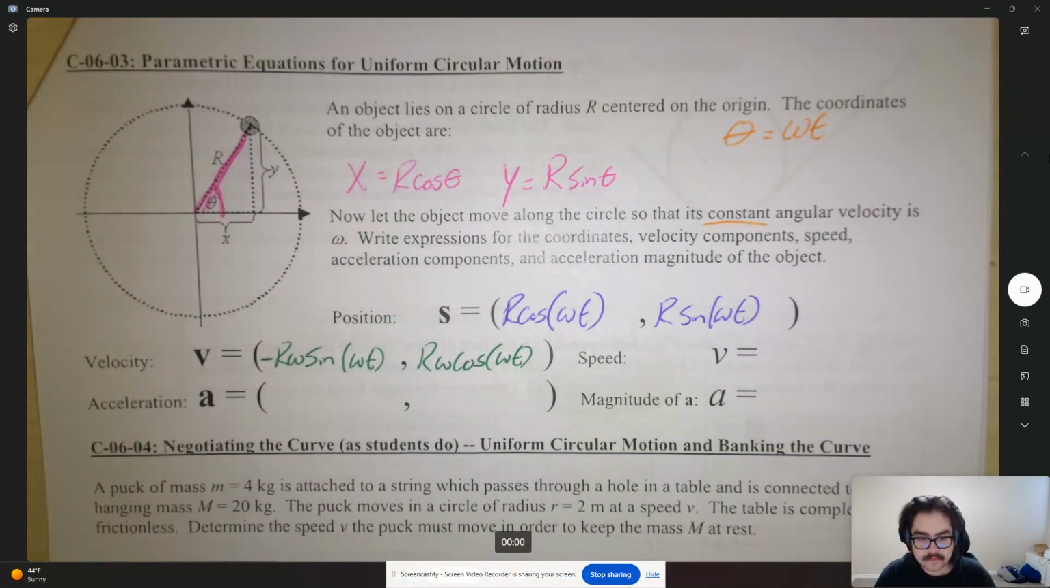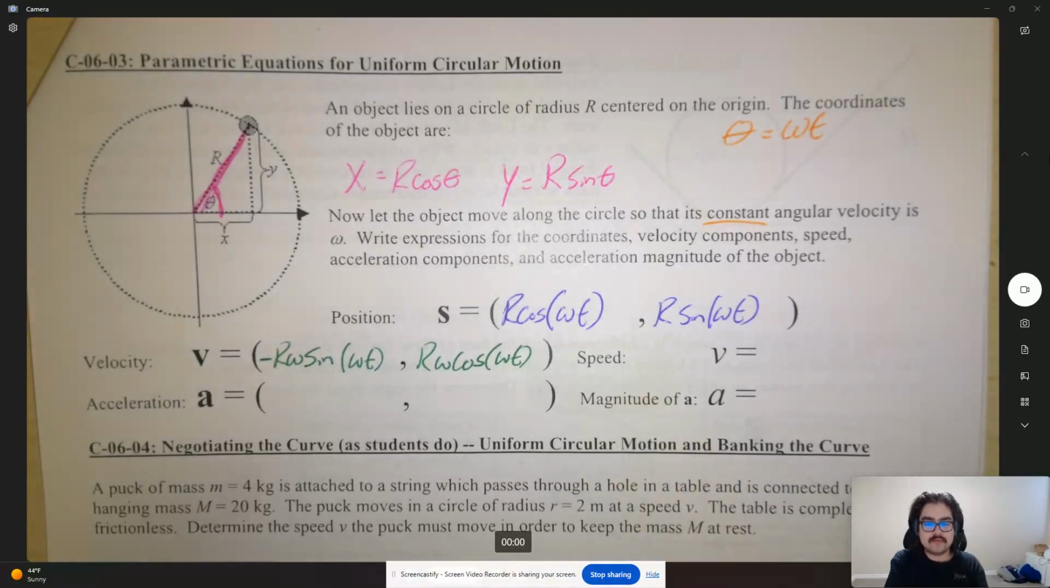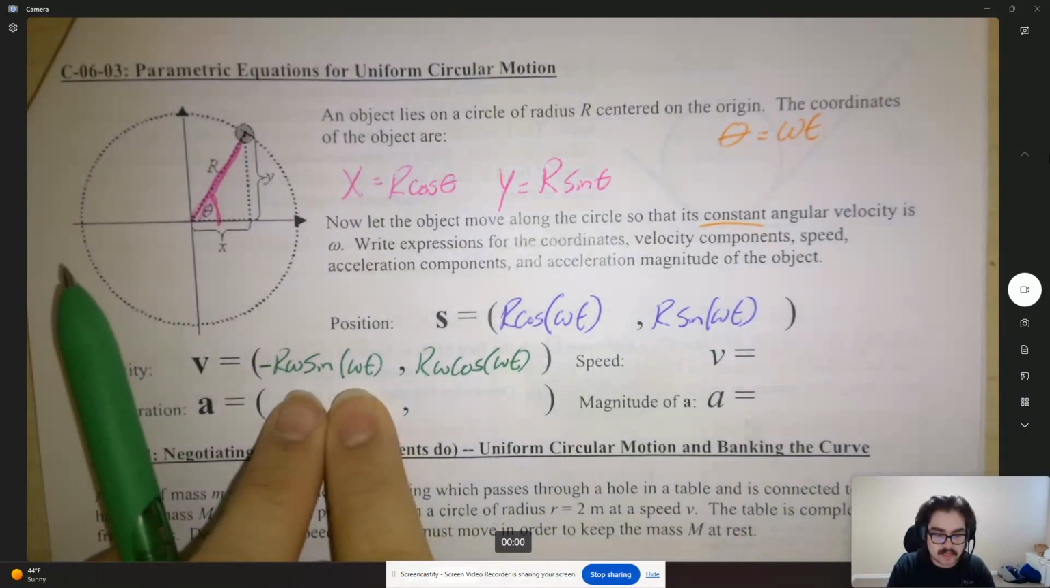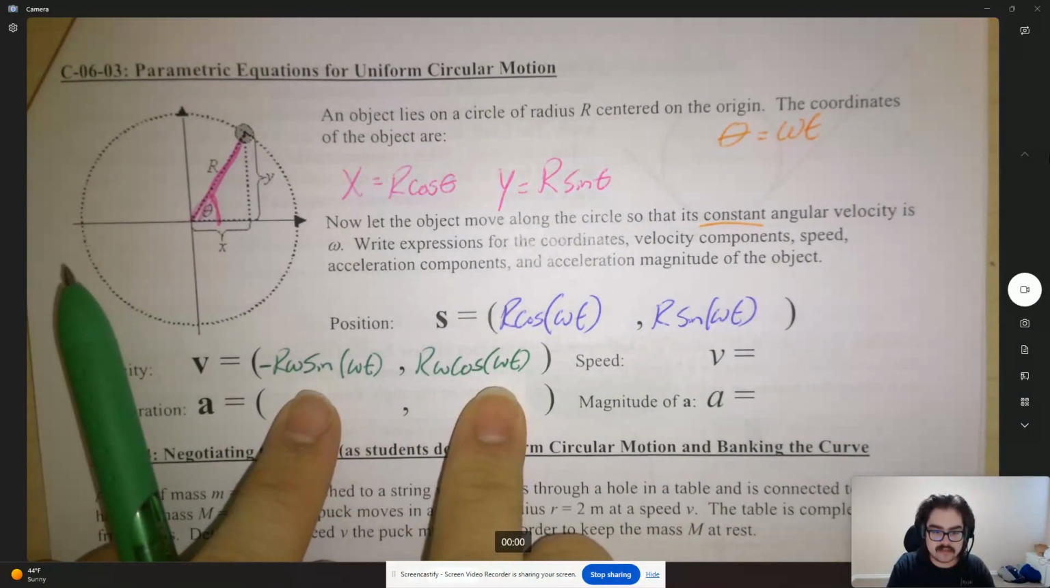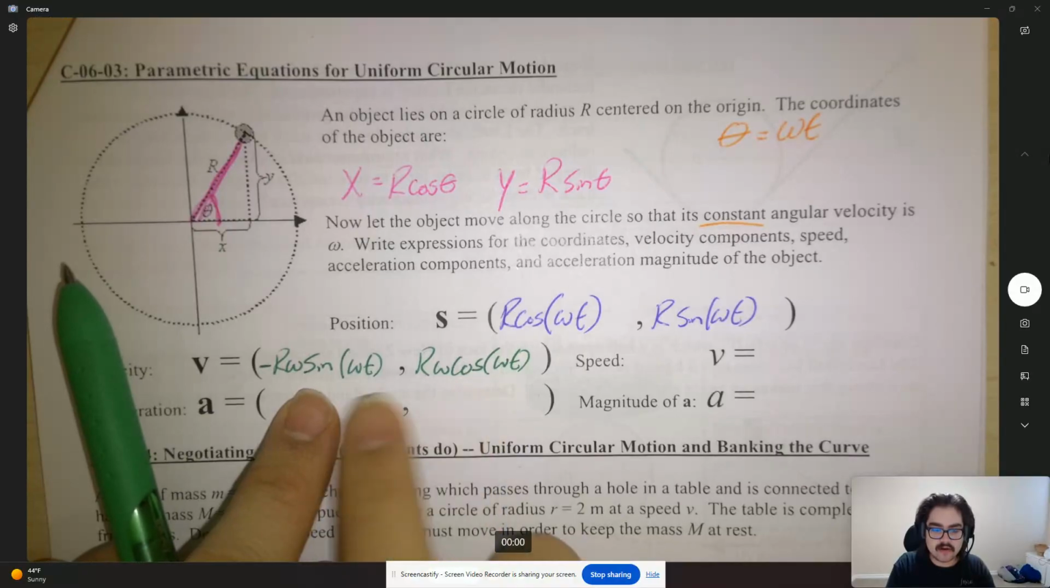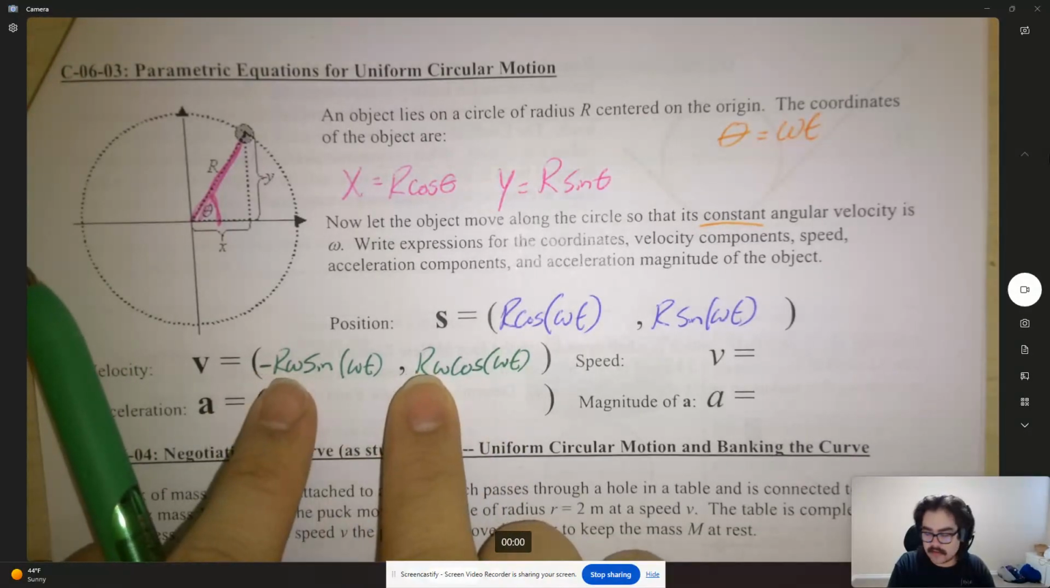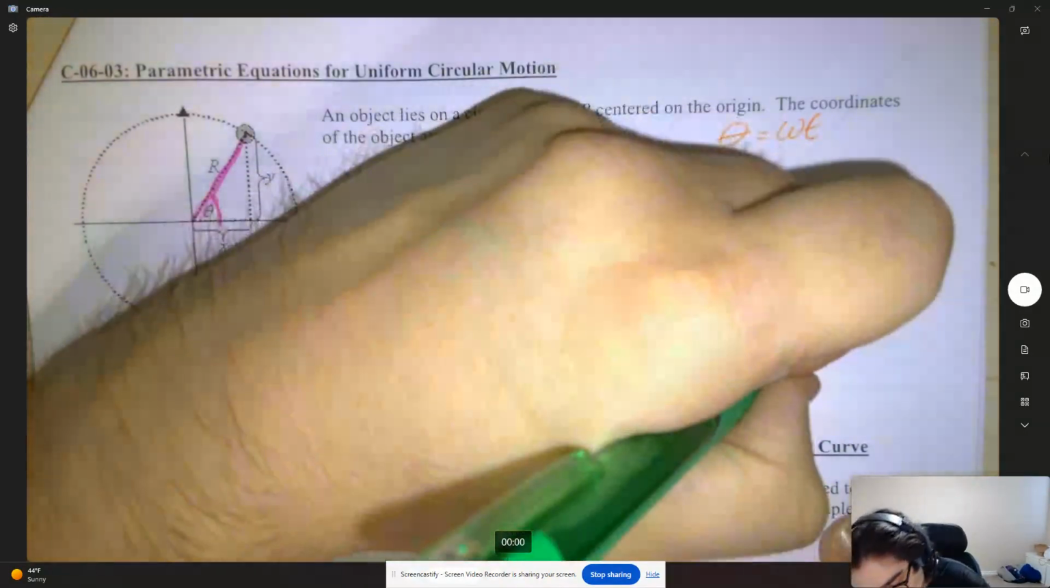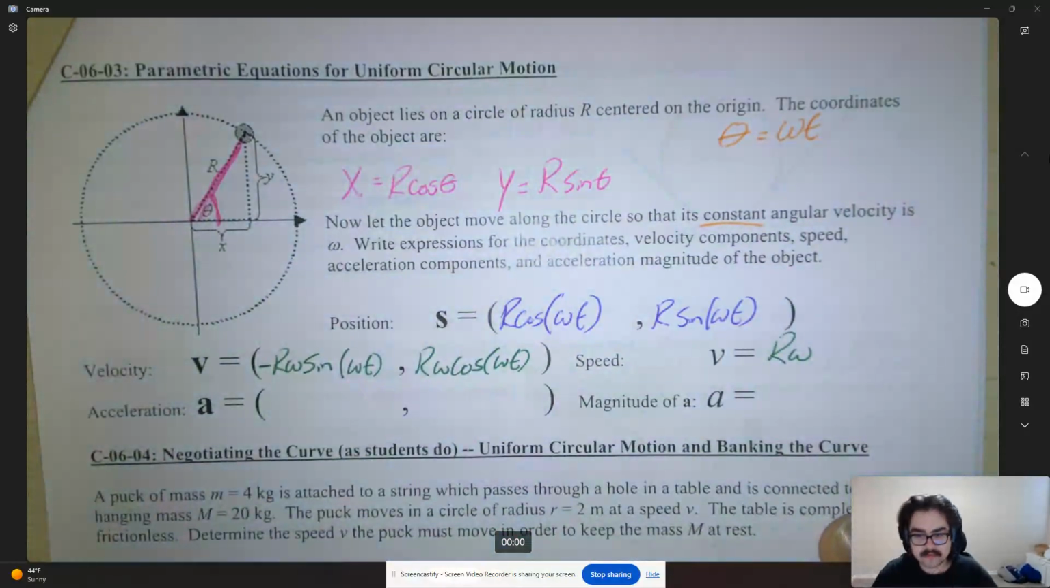And then the speed, by the way, when it says speed, we're talking about the magnitude of the speed. The sine part is going to help us define direction. If we just want the speed, all we've got to do is consider this part out here in the front. The speed is just straight up going to be r omega.